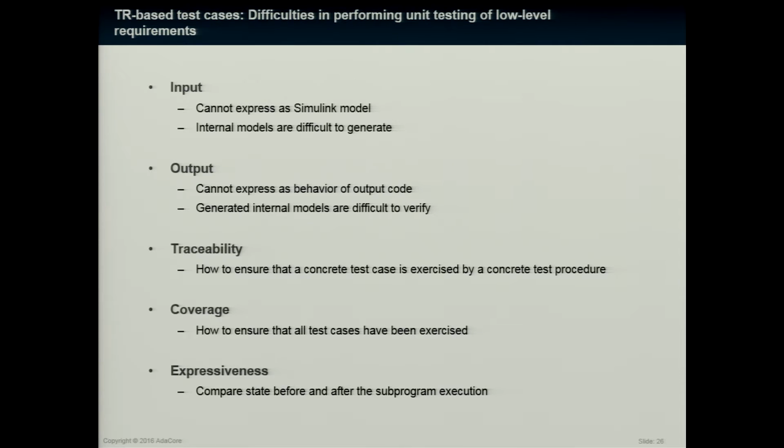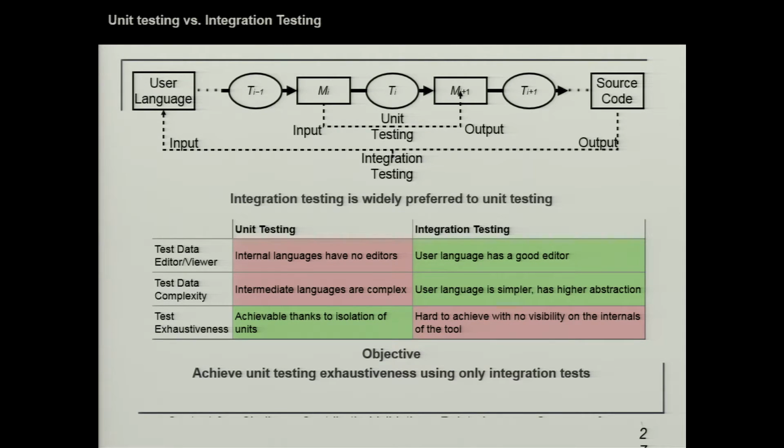Again, you have all sorts of problems in addition to what I already mentioned. There's traceability issues and coverage issues, and expressiveness, because there's no good way to talk about this internal state. And so just to summarize, here you'd have your type 1 transformations in the first oval, and your type 2s in the second, and your type 3 in the third.